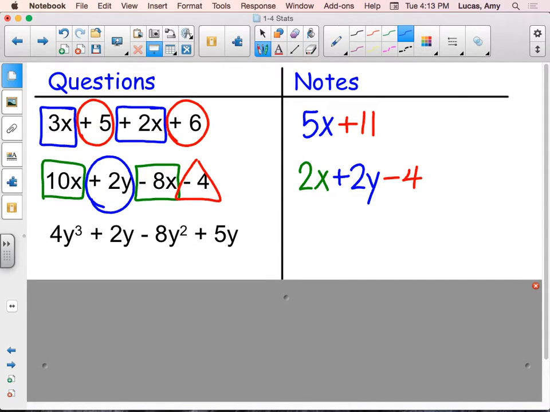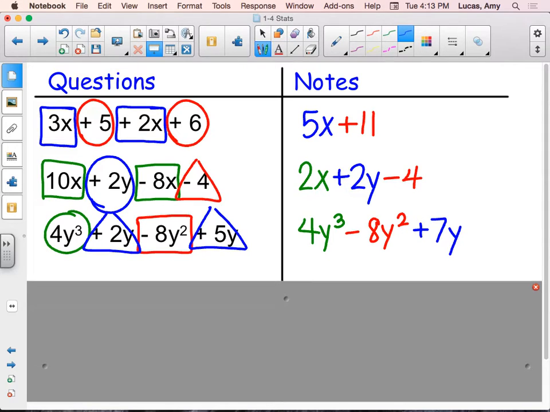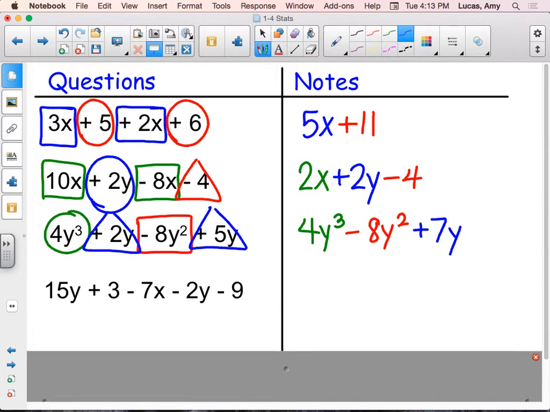All right, next up. I am going to start with the highest exponent I see. 4y to the third does not have any like terms, stays by itself. Then I'm going to move over to this y to the second power, and it's a minus 8y to the second power. Again, no like terms for that one. Then, my last ones, I've got a positive 2y and a positive 5y. Those two can be combined to give me plus 7y. So 4y to the third minus 8y squared plus 7y is my final answer.